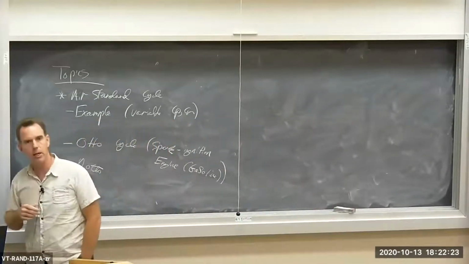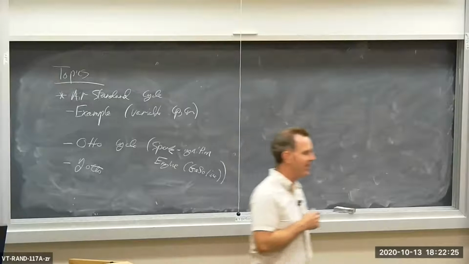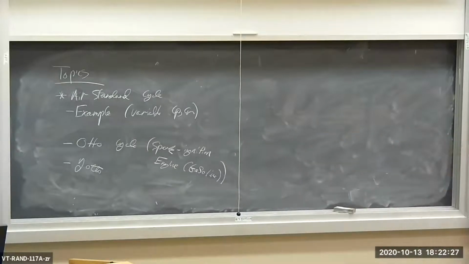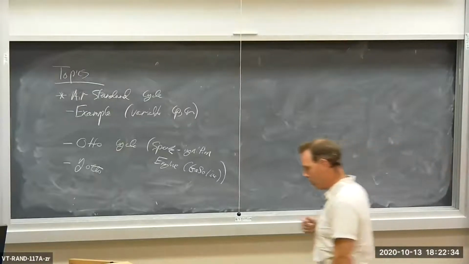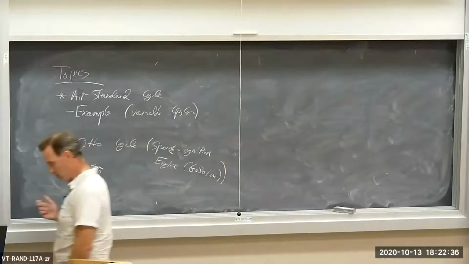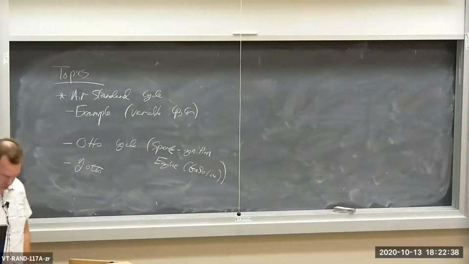So we're going to be talking about an Otto cycle and how to calculate its efficiency. We'll do a little derivation and determine the expression for the efficiency of an Otto cycle, assuming constant specific heat. So that's the plan for today.